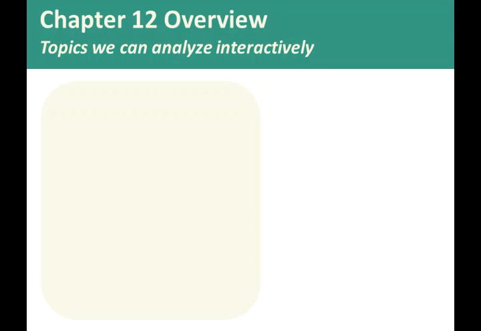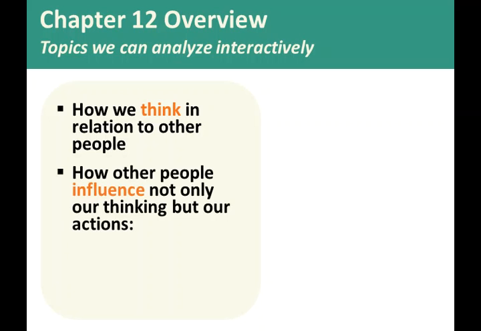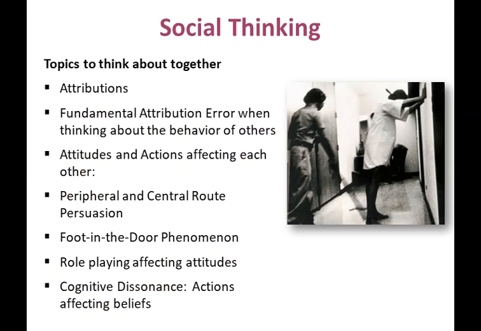So, looking at the Chapter 12 overview, we ask certain types of things. How we think in relation to other people. How other people influence not only our thinking, but our actions. And how we treat each other, relate to each other. Looking at how other people influence our thinking and actions, we'll look at such topics as conformity, obedience, group behavior. And how we treat each other and relate to each other, we'll be looking at such things as prejudice, attraction, aggression, altruism, conflict, and peacemaking. So let's start first by looking a little bit more deeply into this thing called social thinking.